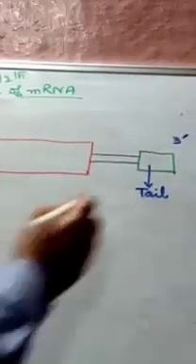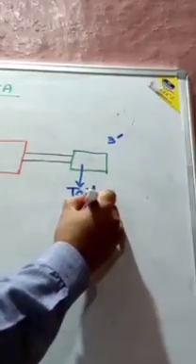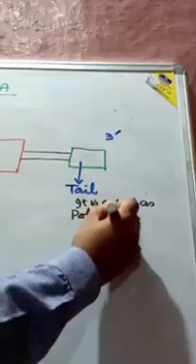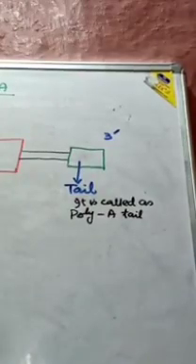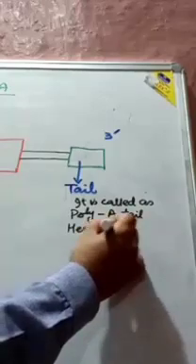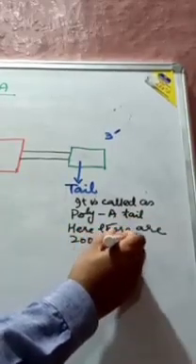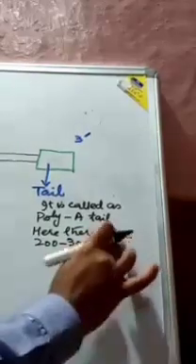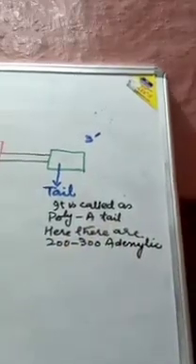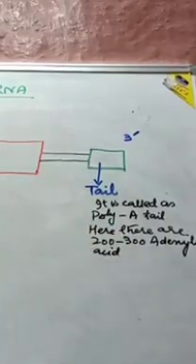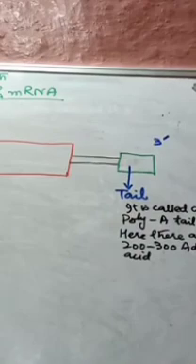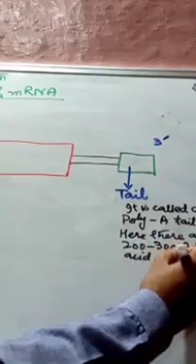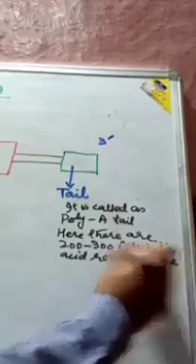Now this tail is called the poly A tail, and here there are 200 to 300 adenylic residues present. So it is called the poly A tail. So this is the cap, this is the tail.